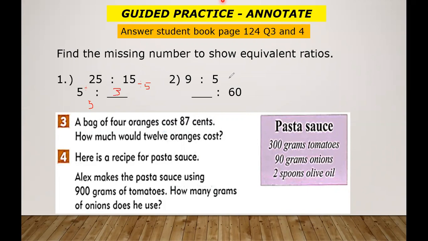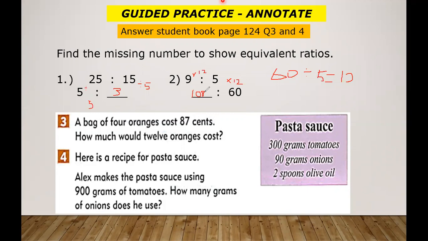Okay, next. 60 divided by 5 is 12. Therefore, we are going to multiply: 5 times 12 is 60, and also 9 times 12 is 108.